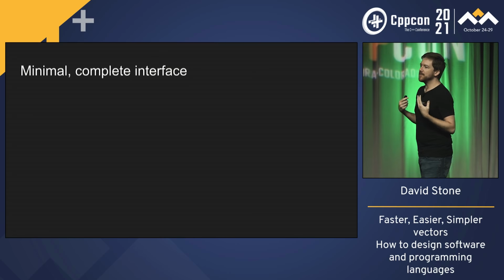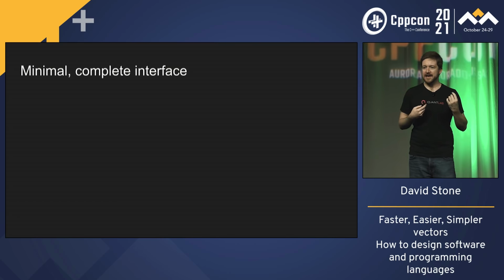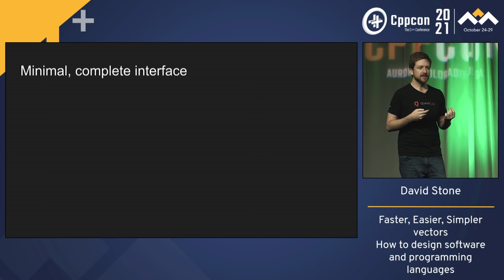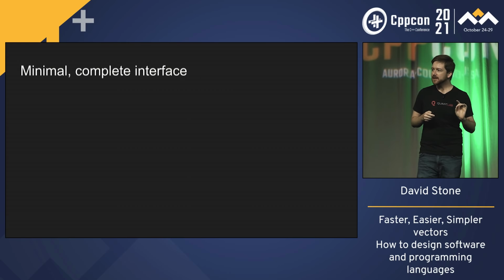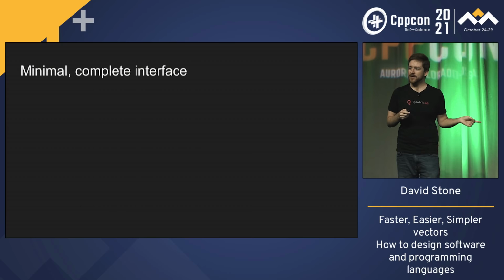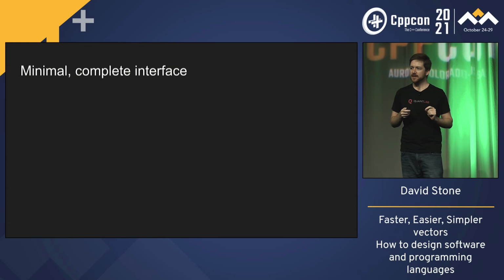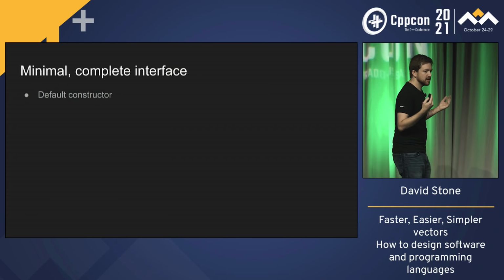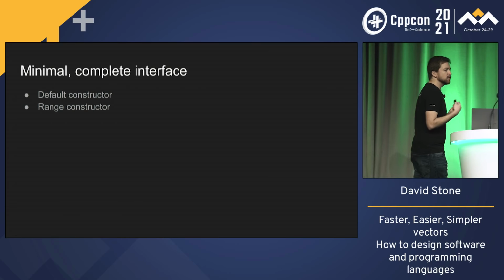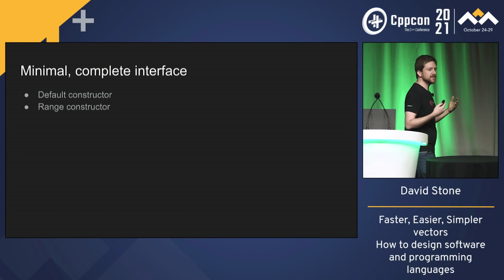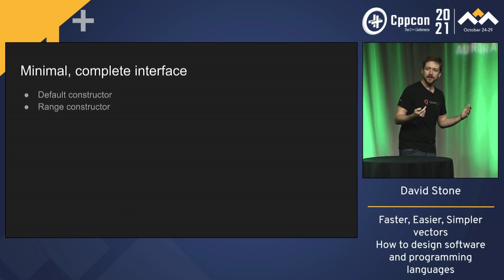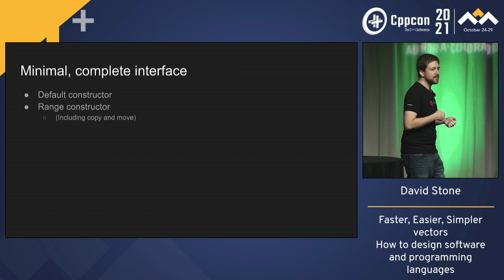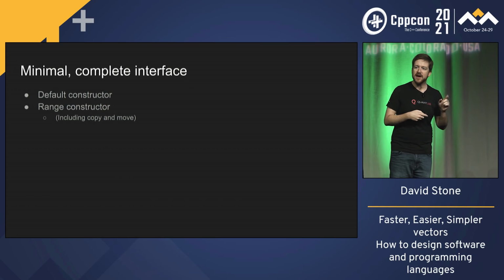So now I want to show you what I believe to be a minimal and complete interface for vector. What I mean by complete is that you can implement every algorithm that you want to implement efficiently. And that's important. So there's the default constructor. Sure, that's exciting. There's a range constructor, the ability to construct from a range. In vector, this is done with an iterator pair. But I actually argue that the better interface is that it would accept a range, not an iterator pair.